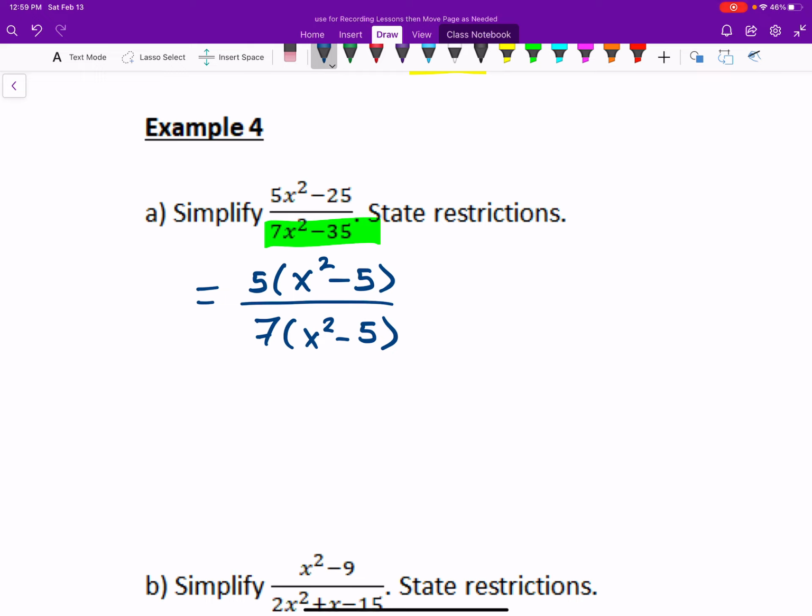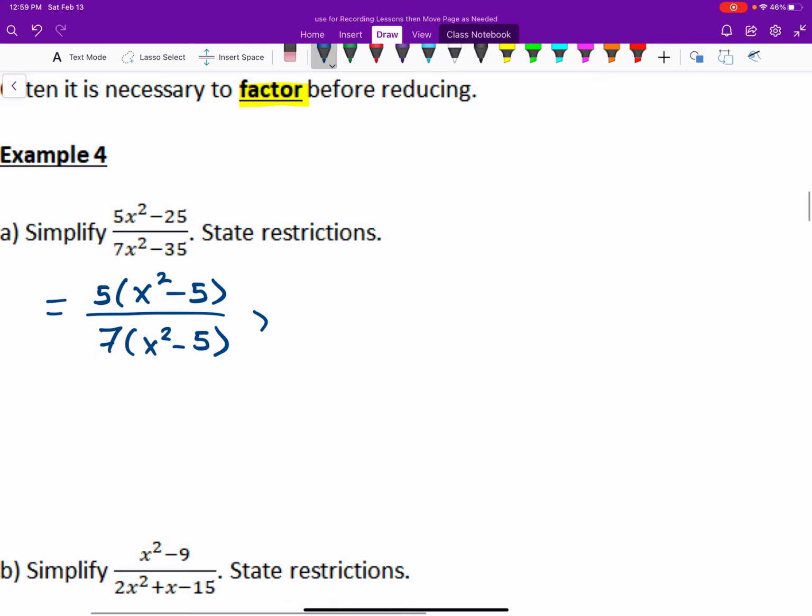Okay, now it's factored. This is factored form. Now I can reduce whatever is the same on the top and bottom. But before I do that, I want to do my restrictions. The only thing that's going to make the denominator equal 0 is if x squared minus 5 equals 0, because 0 times 7 is going to make the whole denominator equal 0, right? So what's going to make x squared minus 5 equal 0?